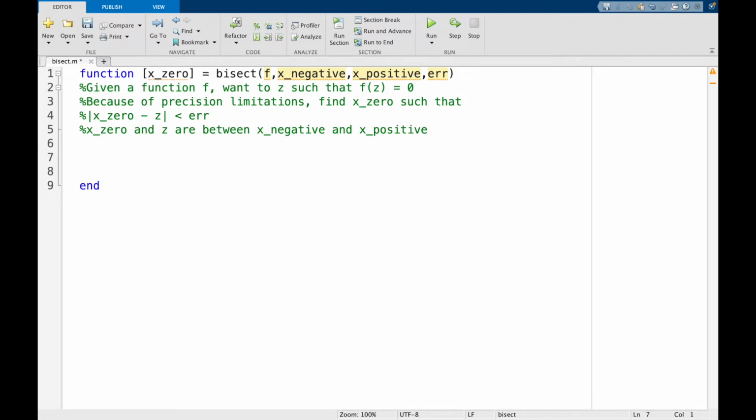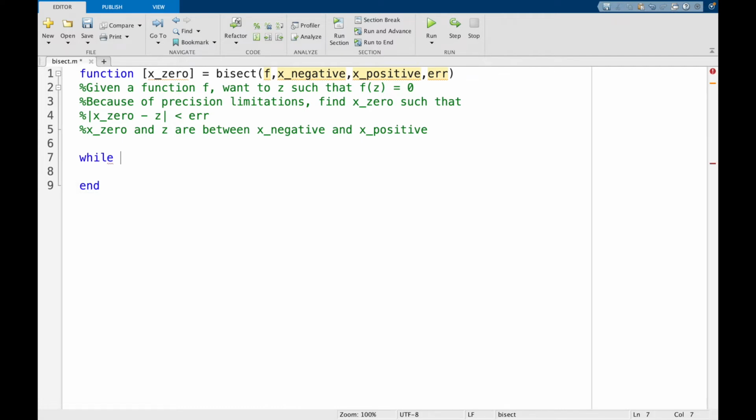Well, this is a really good example of where we're going to want to use a while loop, right? Because we're going to keep iterating until we meet some condition, but we don't know how long it's going to take, so a while loop is what we want to use. So I'm going to say while.